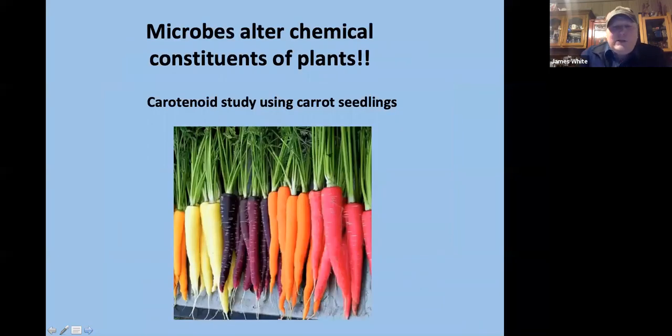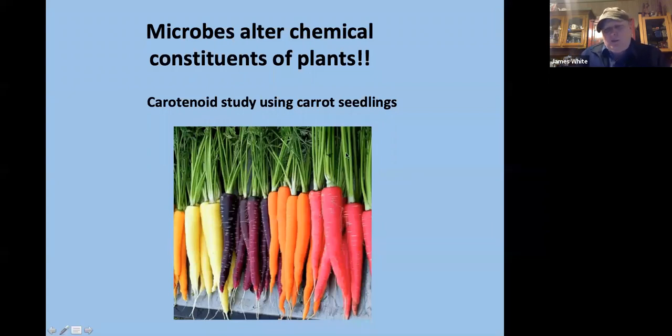So we're treating seeds in a lot of different ways, but a lot of what we do to seeds actually reduces the community of microbes on those seeds. So we are damaging the natural community that nature intended for that seedling to have when it germinated. But these microbes also have another effect. They will change the chemical composition of plants.